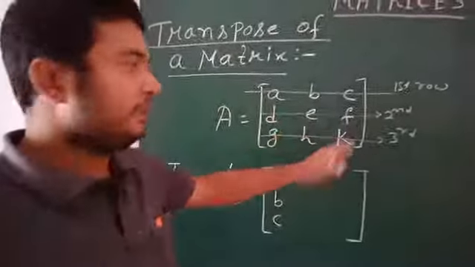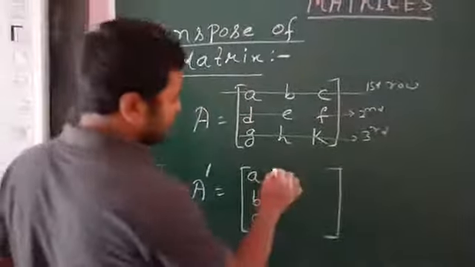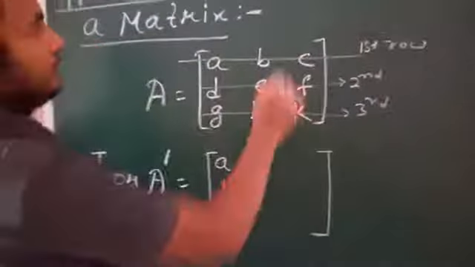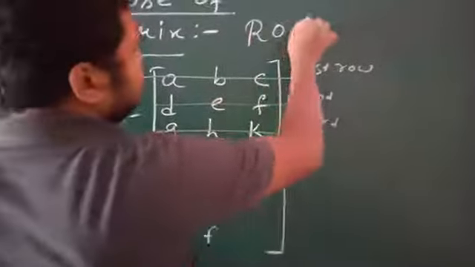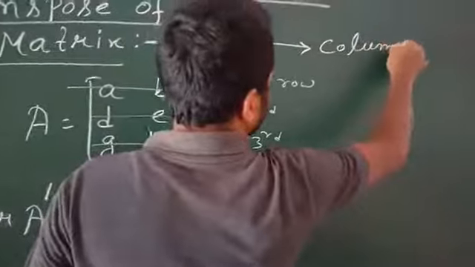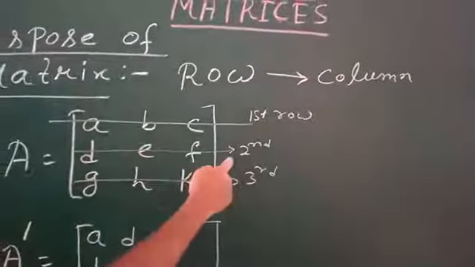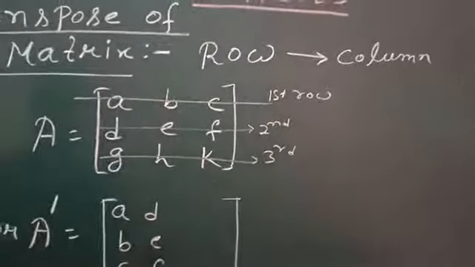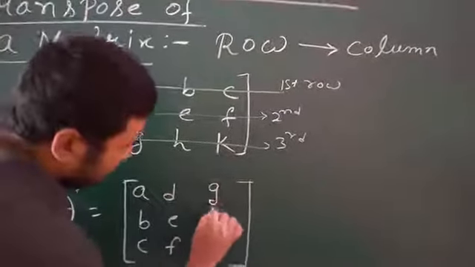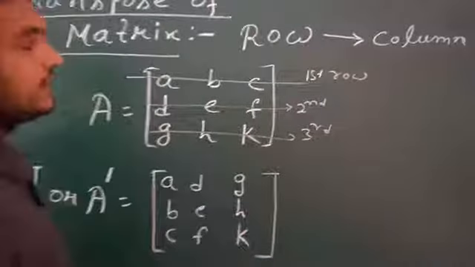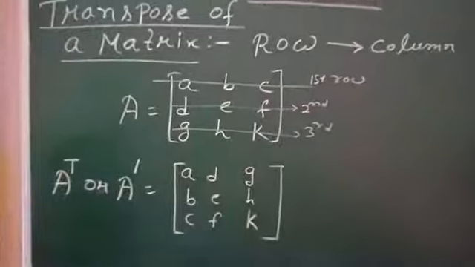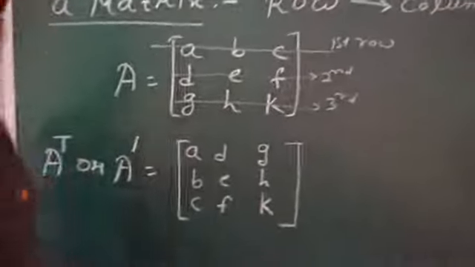Second row elements D, E, F. Second row, it is a row here, but in transpose it will be a column. For the transpose of a matrix, you have to sense row into column. So this is the second row, so I have written it as second column. Third row I have written as third column. So this is the transpose of a matrix. Row you have to sense into column. So this will also be a matrix of order 3.